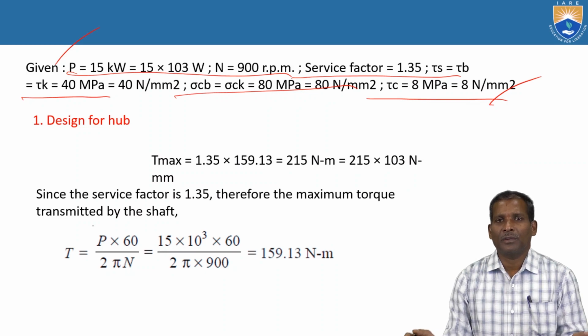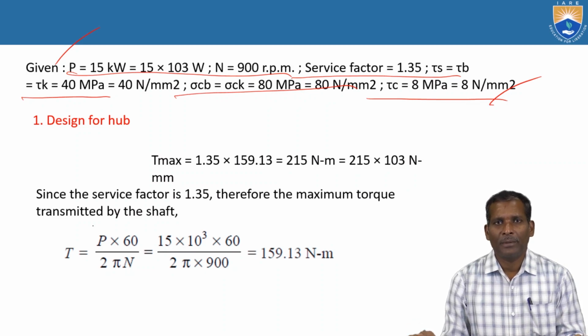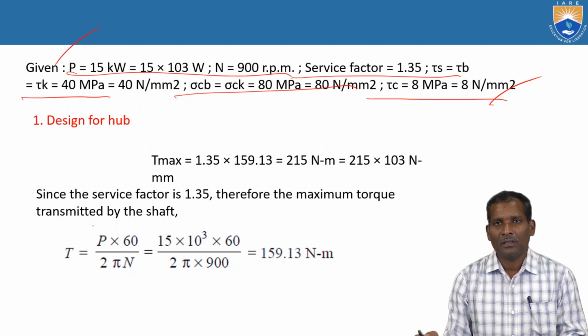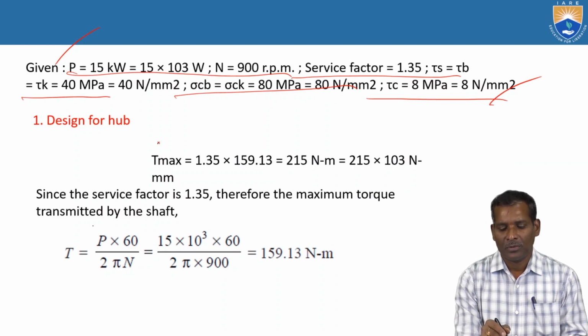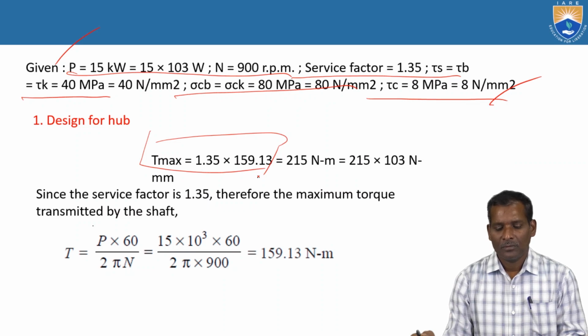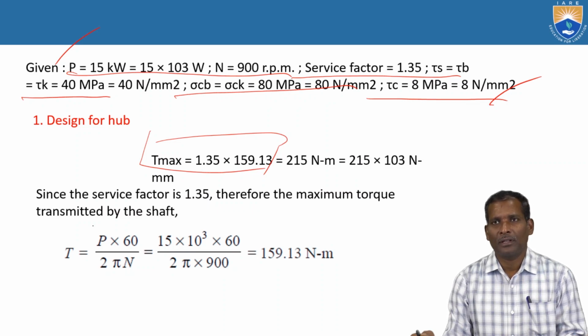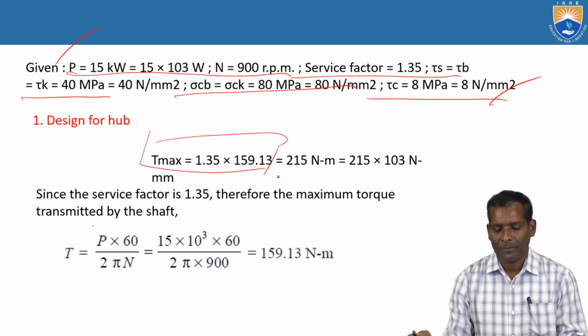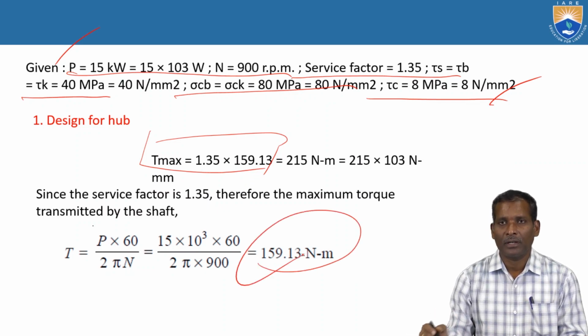The first one is the design for the hub. The hub dimensions need to be calculated. This is the diameter. So T max, the maximum torque, is equal to 1.35 multiplied by 159.19. This 159.19 is the torque.